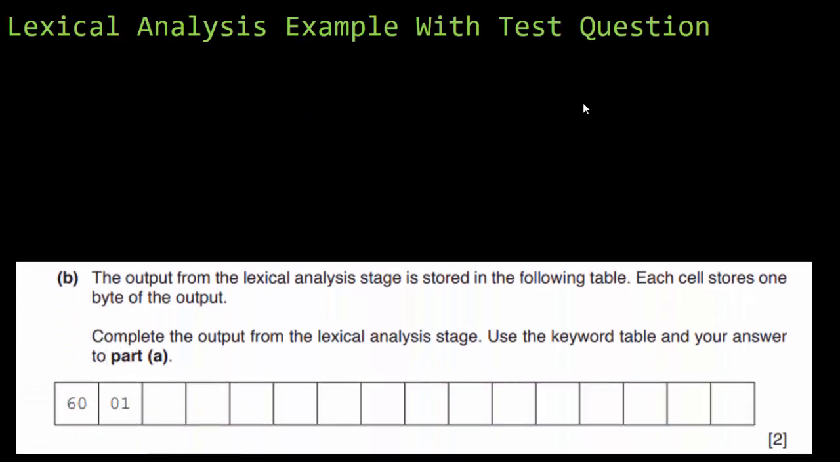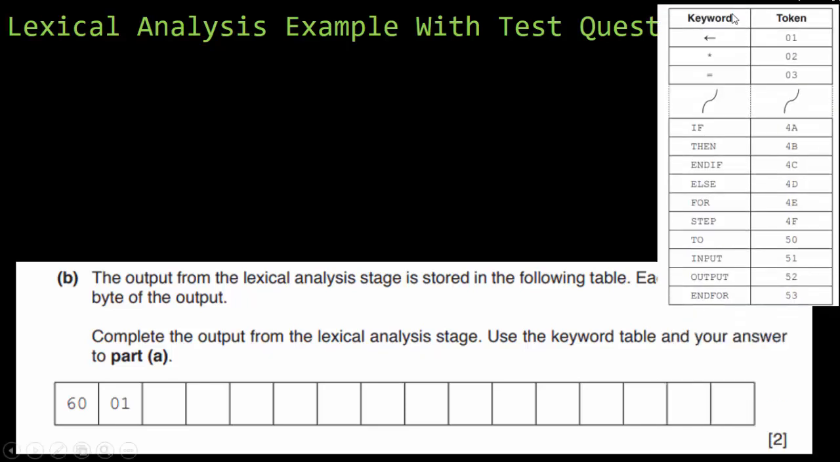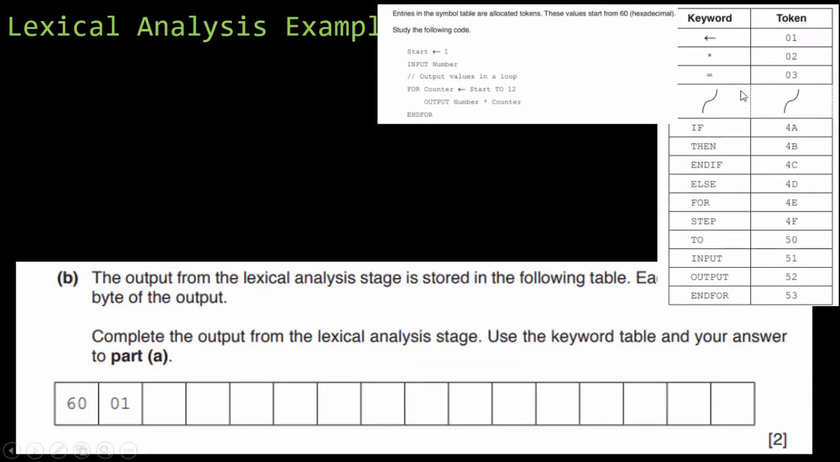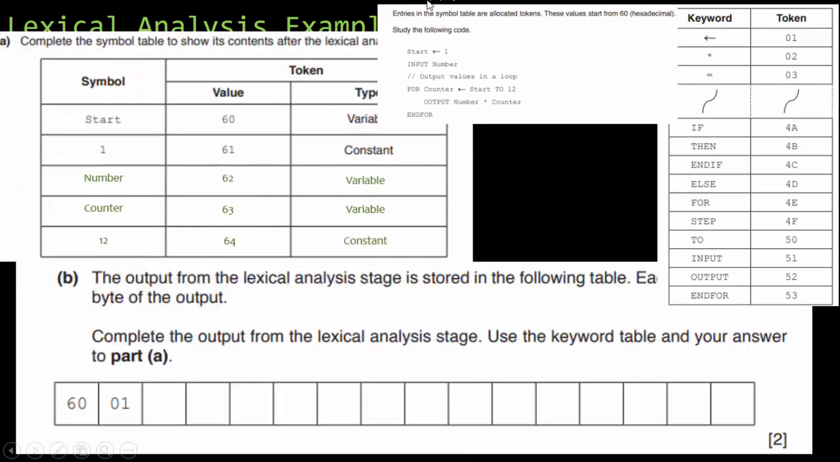So now what we need to do is the output from the lexical analysis stage is stored in the following table. They give us a table here, and this can look overwhelming. Super easy. Each cell stores one byte of the output. Complete the output from the lexical analysis stage. Not a problem, because all we have to do is do what the compiler does. We're going to take these keywords, convert them to their tokens, take our code, and use the symbol table that we just created.